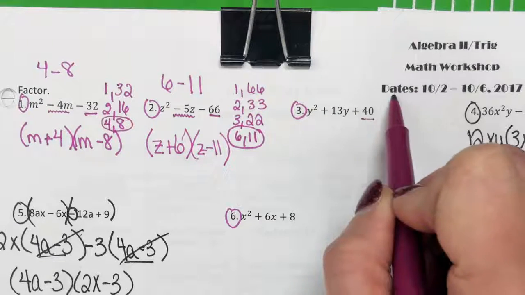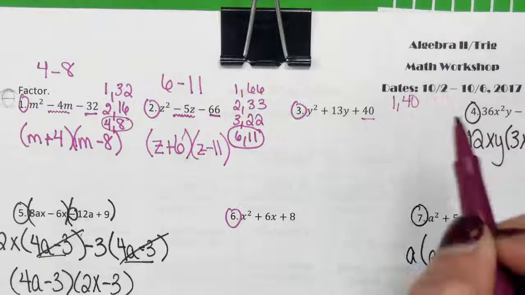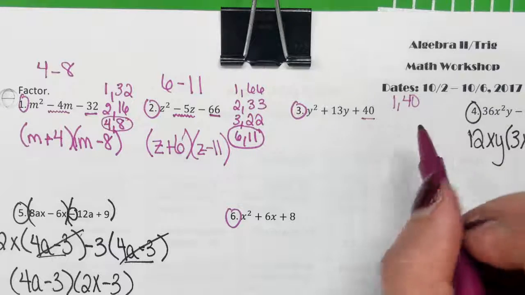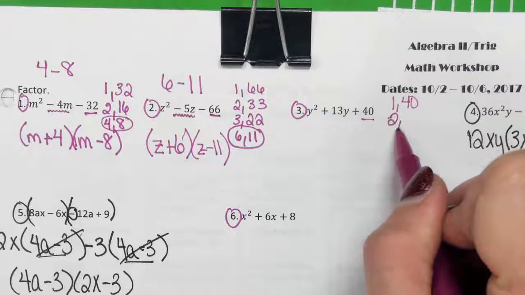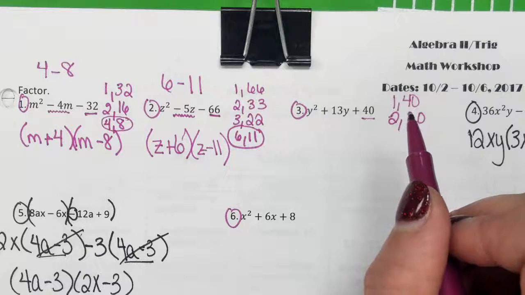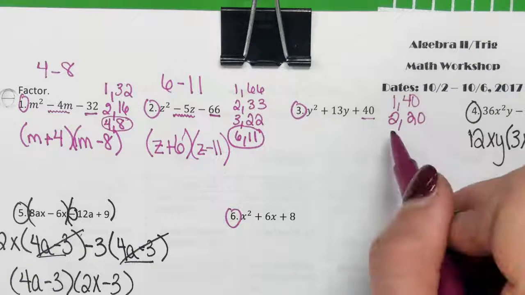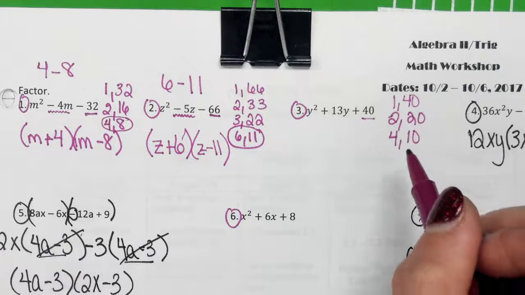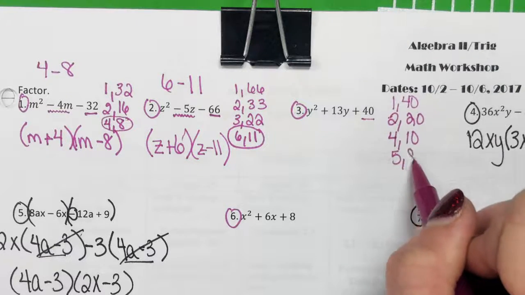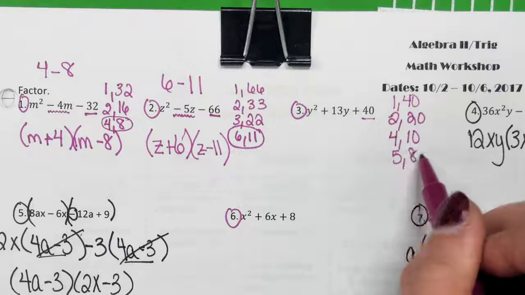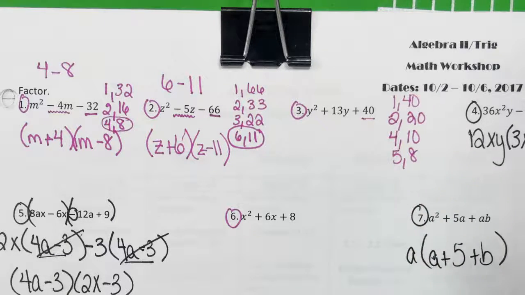So 40. So we have 1 and 40. Go in order so you don't miss something. What comes after 1? 2. So 2 and what? 20. Go in order, okay? What about 3? Does 3 go? What about 4? Yeah, 4 and what? 10. What about 5? Yeah, 5 and 8. What about 6? What about 7? And we already got 8. So we stop once we start repeating.